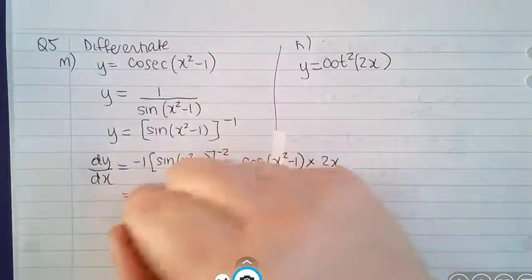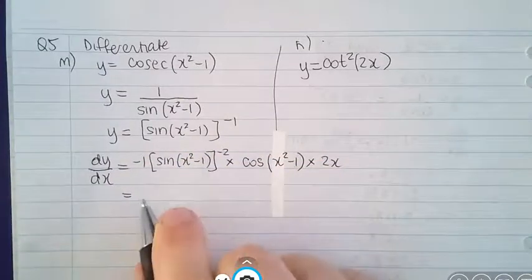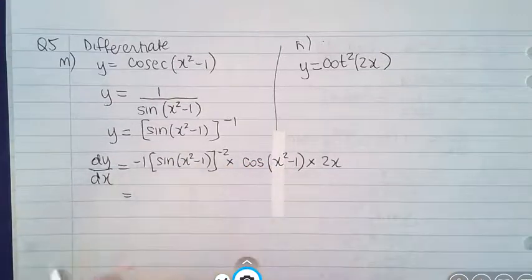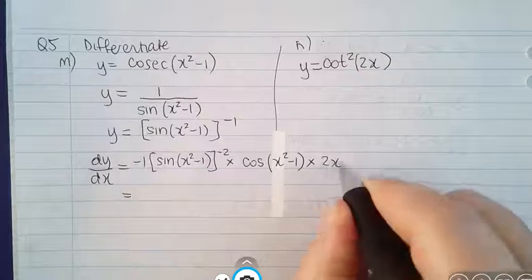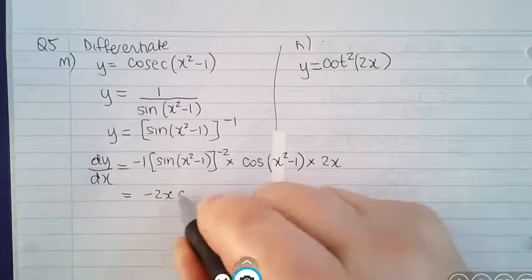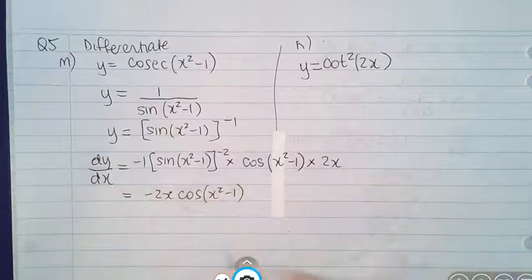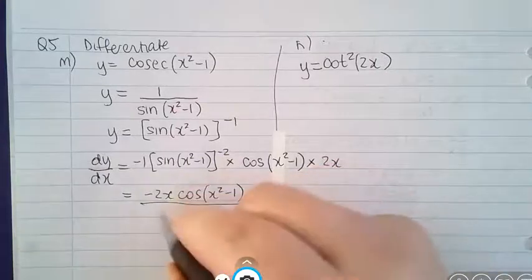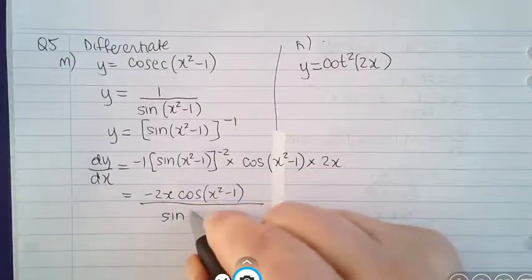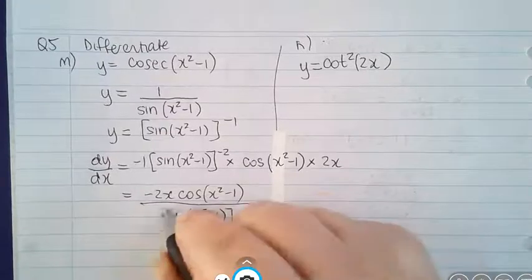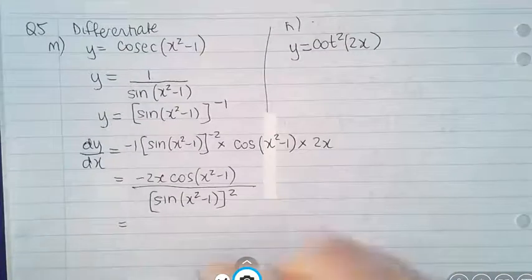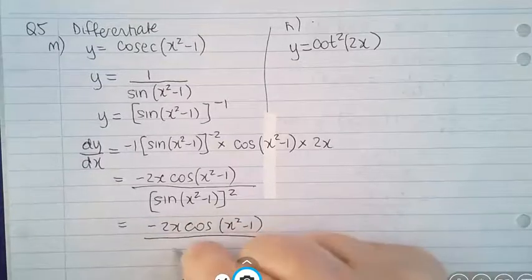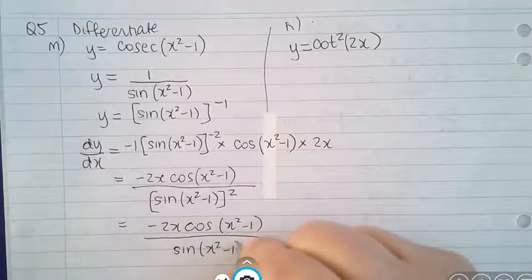Okay? So then let's look at our numerator. What have we got on the numerator? This -2 one goes down the denominator. What have I got on the numerator? -2x cos of x squared minus 1 over, isn't that just this squared on the denominator? So I can go sine of x squared minus 1 all squared, but how do I write that in a better format? -2x cos of x squared minus 1 over sine of x squared minus 1.